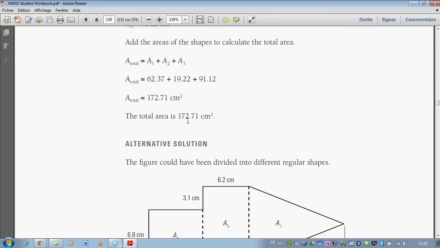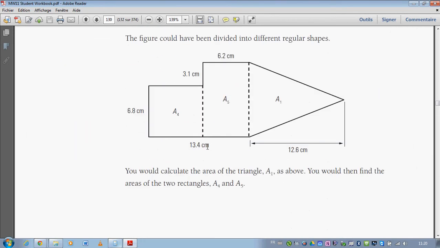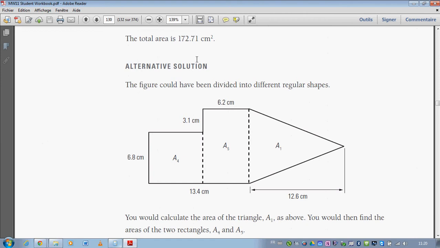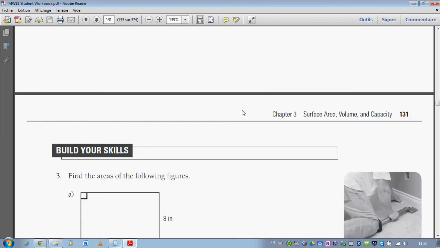So again, there are different ways of doing this. As you can see, your workbook decided to just split it up in a different way. It really is up to you how you want to split it up. Okay. So there you go. Actually, here's an alternative solution. That's kind of what we did right here. So your workbook does show our solution.